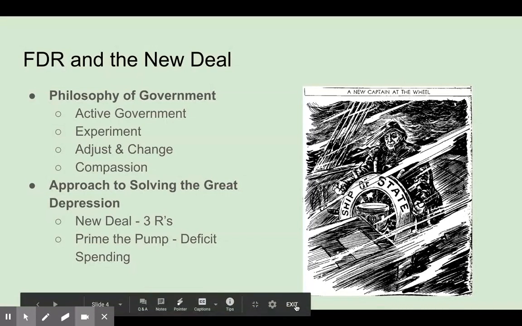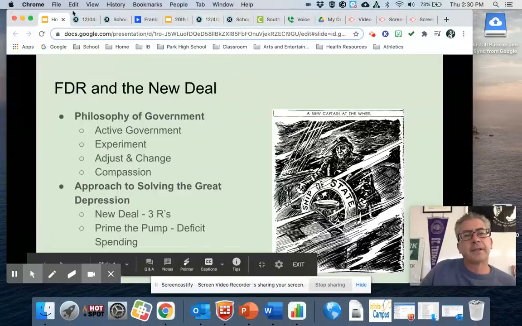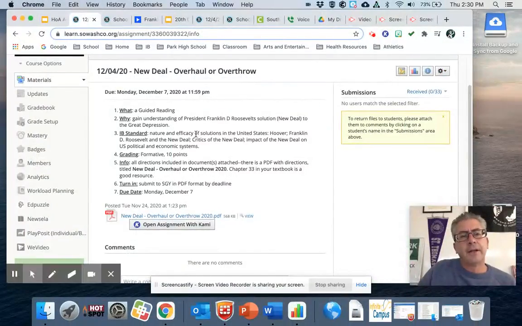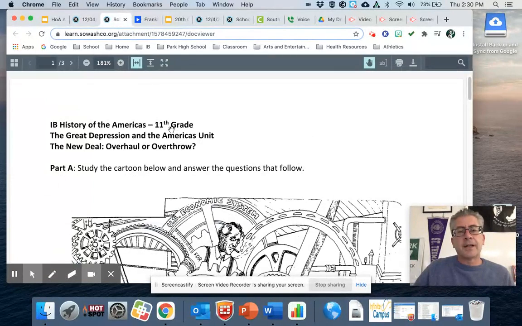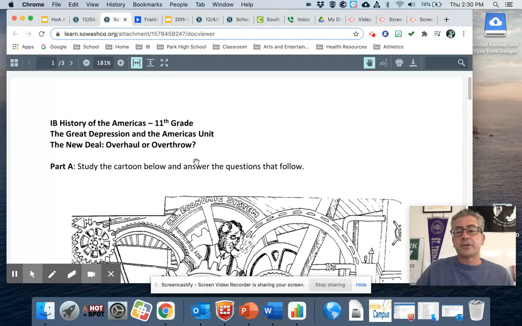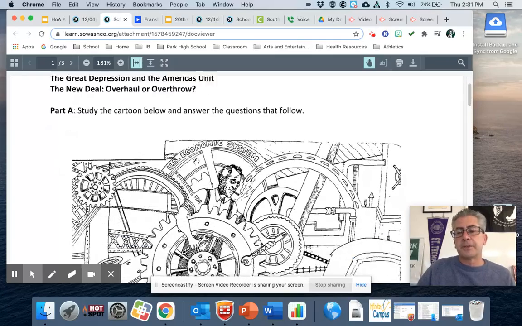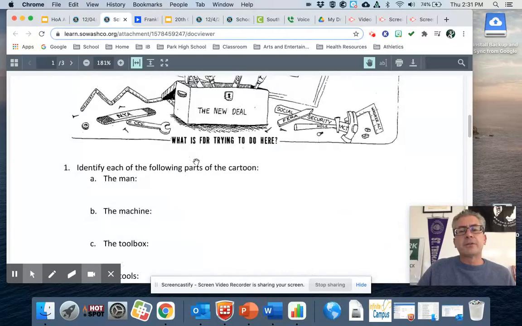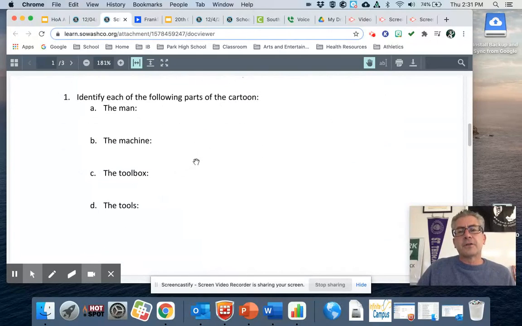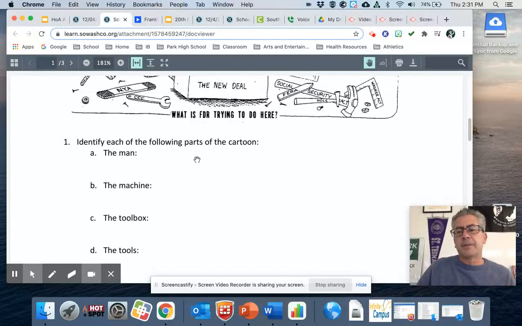All right, so with that, your assignment is opened in Schoology, and you can find it in there. We are going to look at FDR and his approach, and we want to see how effective he is in solving the Great Depression. Now, the assignment looks something like this, and it's broken up into 3 parts. The first part is a political cartoon, and you're going to have some questions related to this political cartoon. And for the most part, you should be able to find the answers to these questions in that political cartoon.